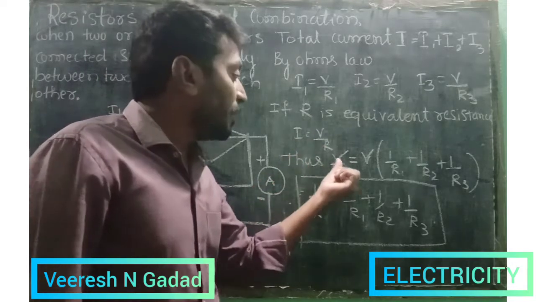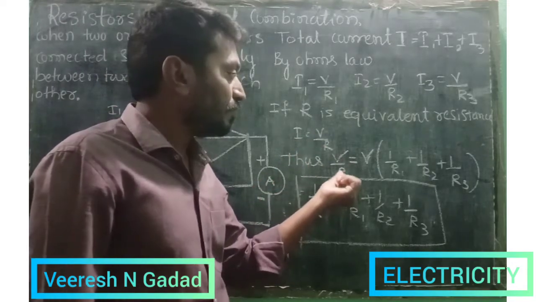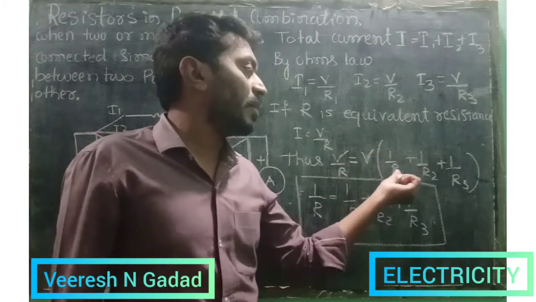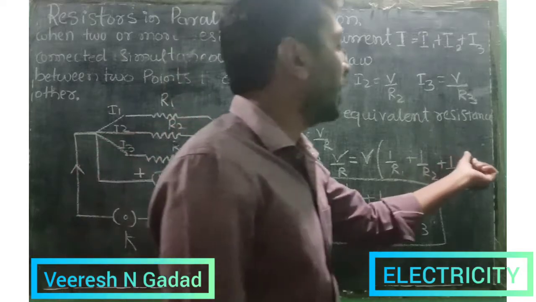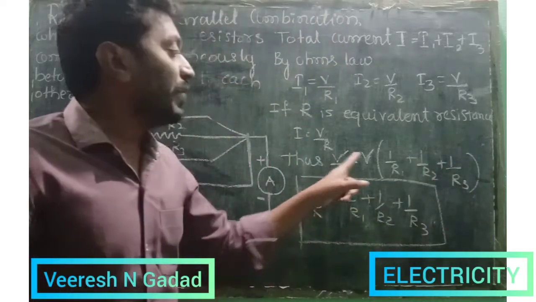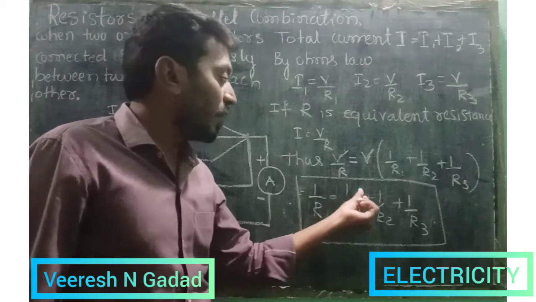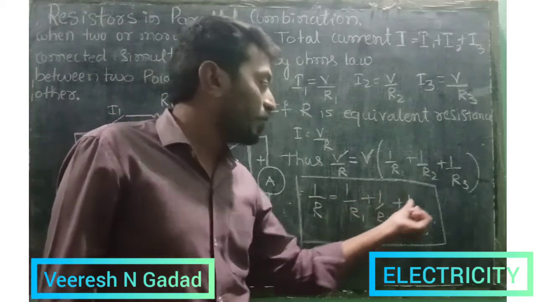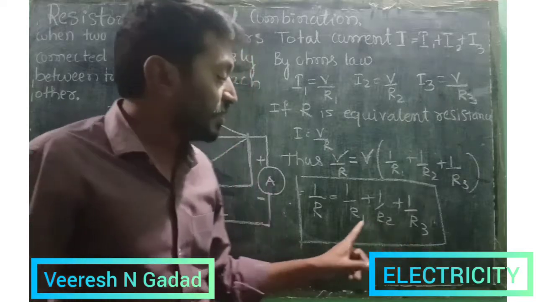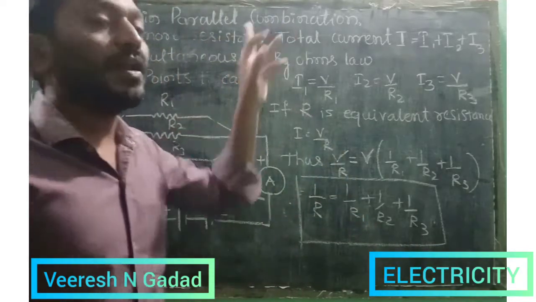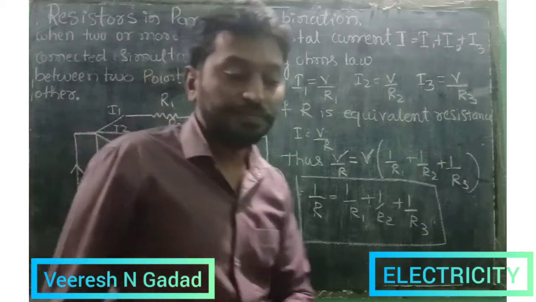Thus, V by R equals V common taken, 1 by R1 plus 1 by R2 plus 1 by R3. Here V gets cancelled. We have 1 by R equals 1 by R1 plus 1 by R2 plus 1 by R3. This is the main formula for resistors in parallel combination.